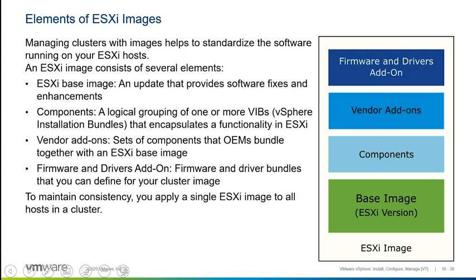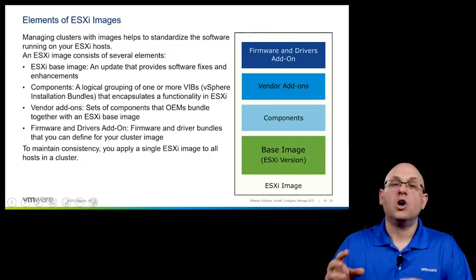So when I choose to build an image, it will include a base image. It will then optionally include any components that I want to add, any vendor add-on components that will come from third-party vendors, as well as any firmware and drivers add-ons that will come from vendors that are working very closely with VMware to allow us to actually commit firmware updates to the physical hardware.